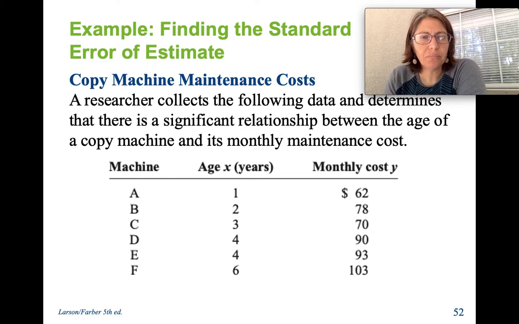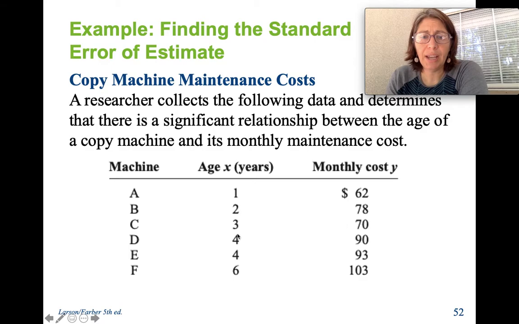Okay, so let's take a look at an example. Copy machine maintenance costs. A researcher collects the following data and determines that there is a significant relationship between the age of a copy machine and its monthly maintenance costs. So, what you need to do is put the x's, the age, in list 1, and then put the monthly cost, y, in list 2.